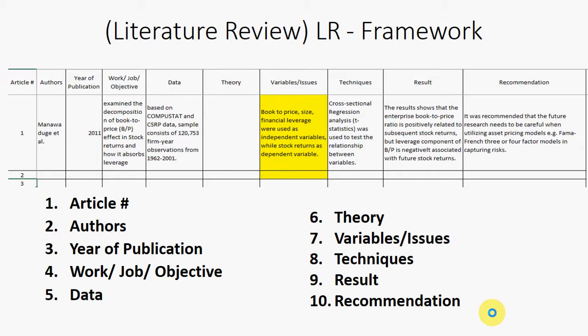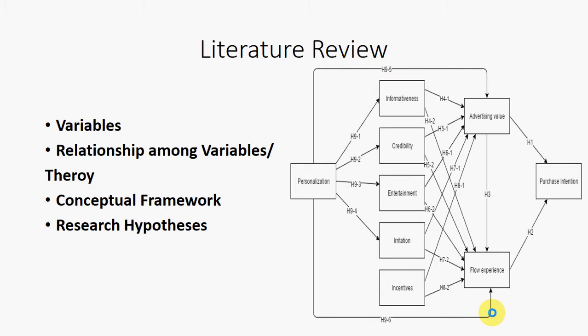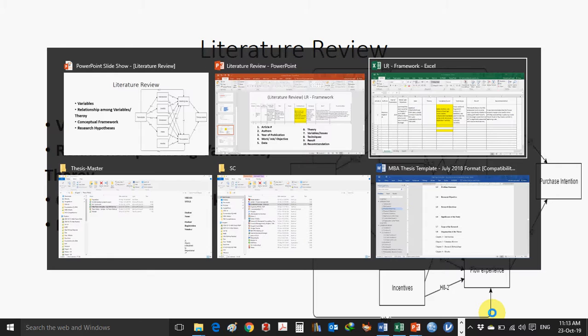This literature review framework will help you not only in your literature review chapter, that is chapter 2, but will also help you once you have your results in order to prepare the discussion, that is chapter 5. And in the literature review you are going to talk about variables, relationships amongst the variables, theory, conceptual framework, hypothesis.